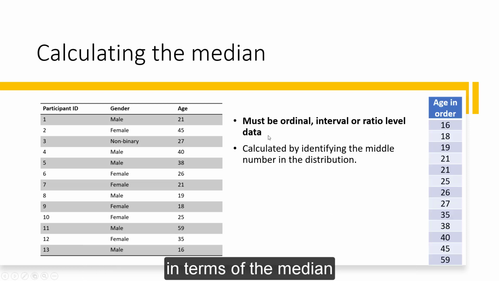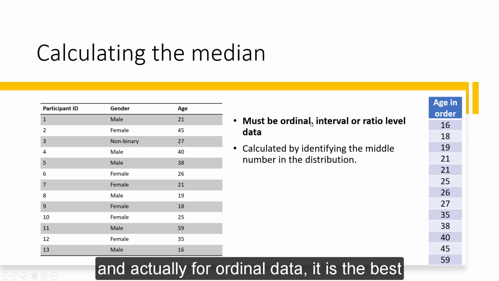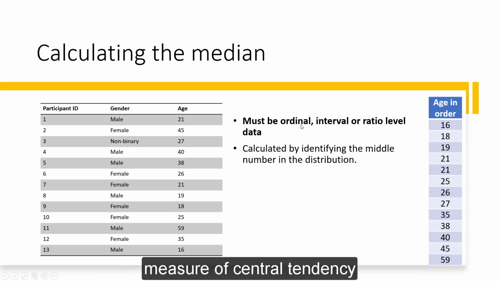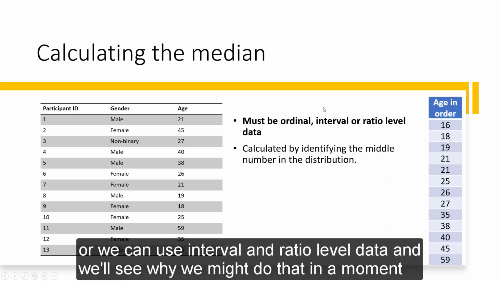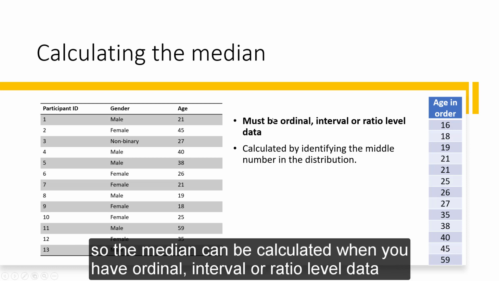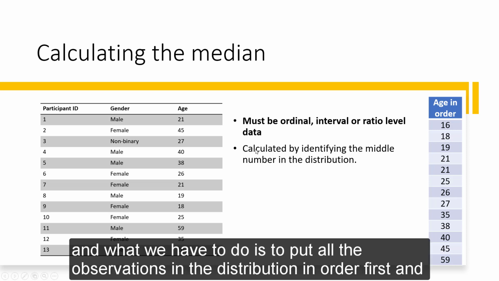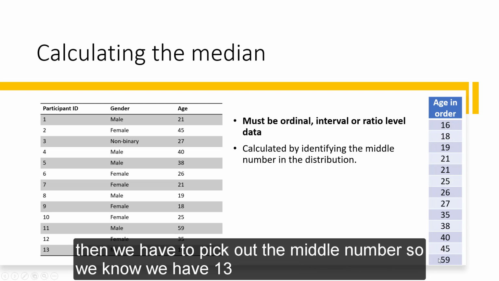In terms of the median, we need either ordinal data, and actually for ordinal data it is the best measure of central tendency, or we can use interval or ratio level data, and we'll see why we might do that in a moment. So the median can be calculated when you have ordinal, interval or ratio level data. What we have to do is to put all of the observations in the distribution in order first, and then we have to pick out the middle number.